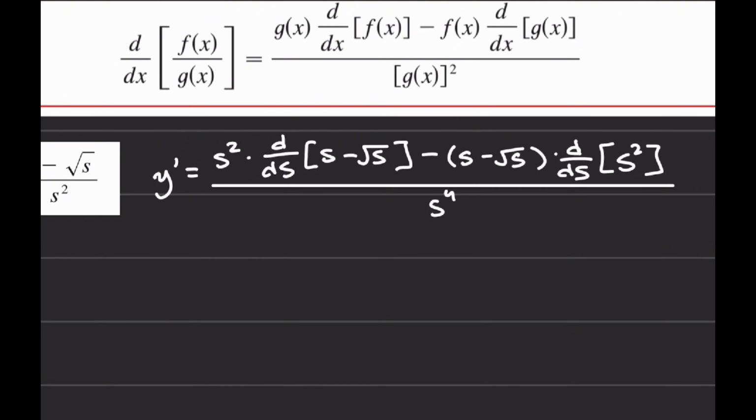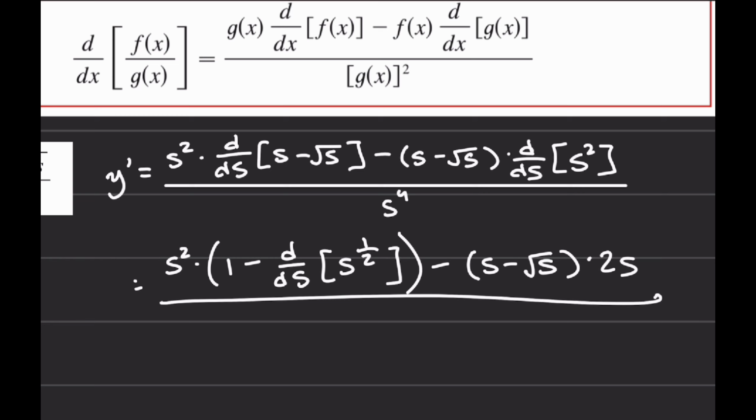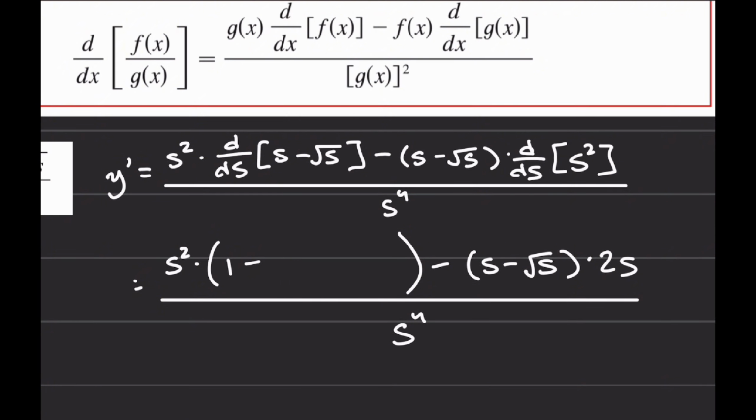All right, so let's simplify some of the terms. We're going to have, let's see, this is 1, and the derivative of this, I'm going to actually write it out. It's s to the 1/2. All right, and we're just going to keep going. So 2s over s to the fourth. Remember, from the power rule, we can evaluate this term. This just becomes 1/2 times s to the negative 1/2. Remember, we just subtract 1. I'm just going to move that over here.